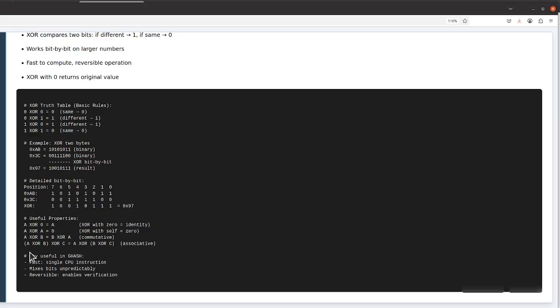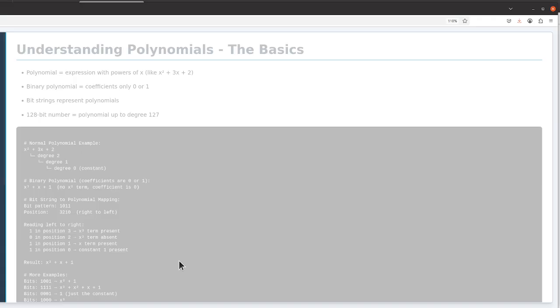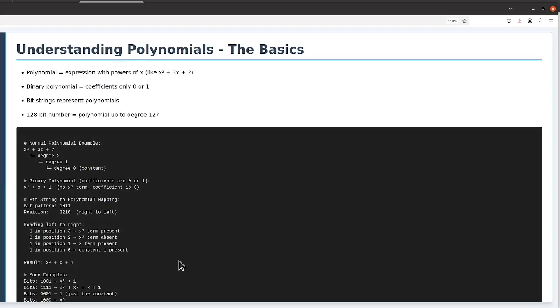If A XOR B equals C, then C XOR B equals A. This is like addition and subtraction being opposites. In GHASH, we use XOR to combine the accumulator with each new data block before multiplying by H. The XOR operation mixes the bits together in a way that is fast to compute and has nice mathematical properties for cryptography.